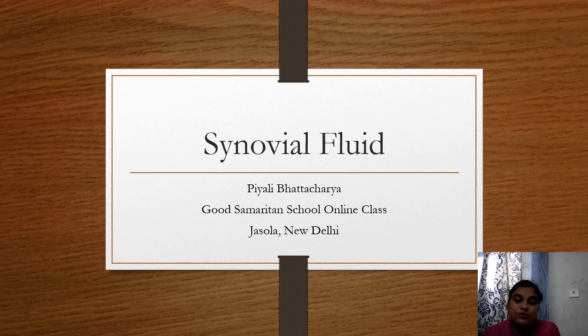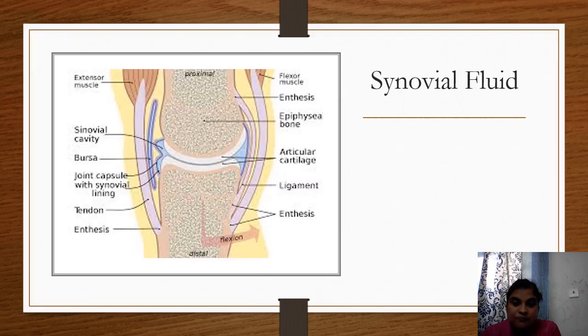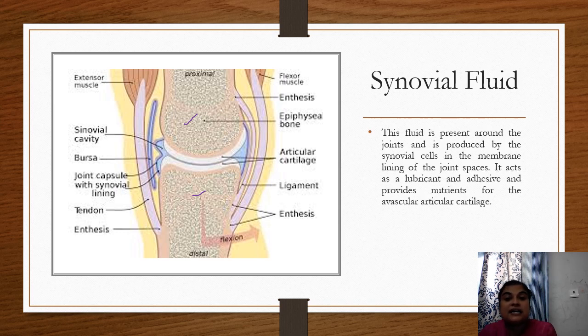At first we have to learn where the synovial fluid is present in our body. Basically, you can see here that the synovial fluid is present in between the bone joints. This is one bone, that is another bone. In between the bone joints, usually the synovial fluid is present. So the fluid is present around the joints, and it is produced by the synovial cells in the synovial membrane lining of the joint space.